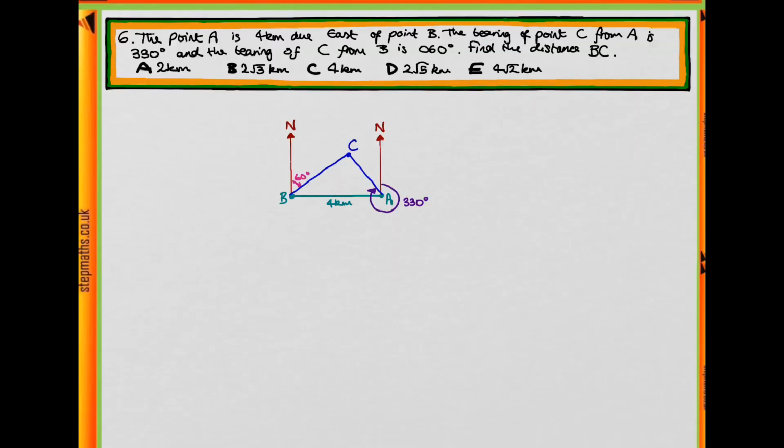So pause the video for a second and just have a think about what you think we're going to do next. Now we've looked at this picture, can you think of any rules or any information we could extract from this to work out what's going on in order to find BC, the length here?